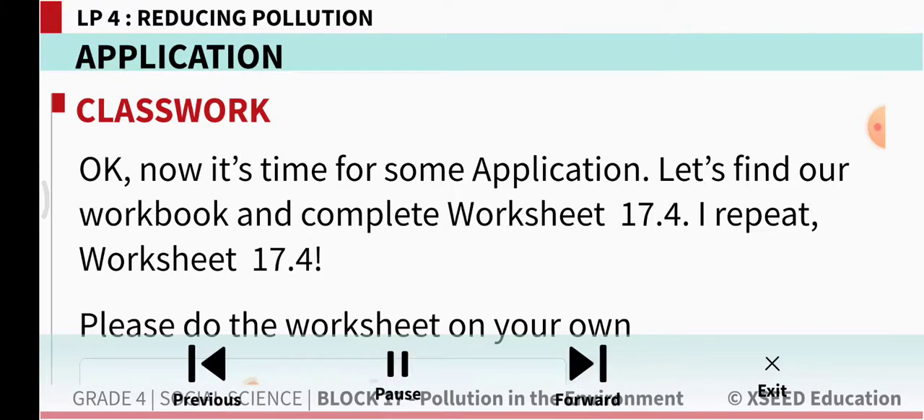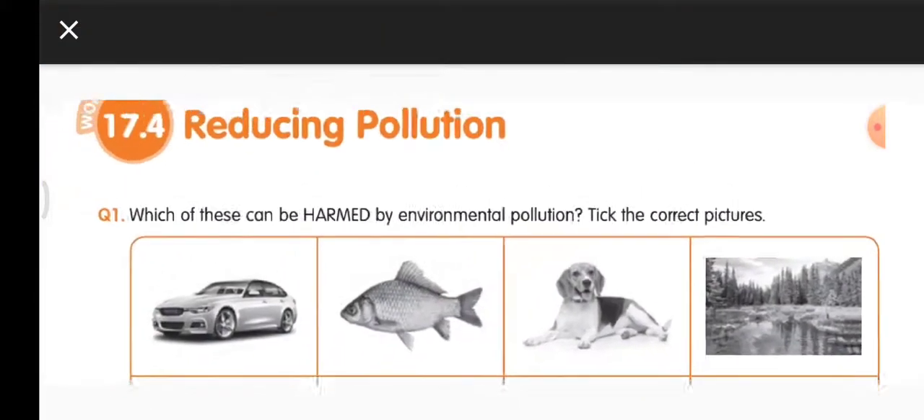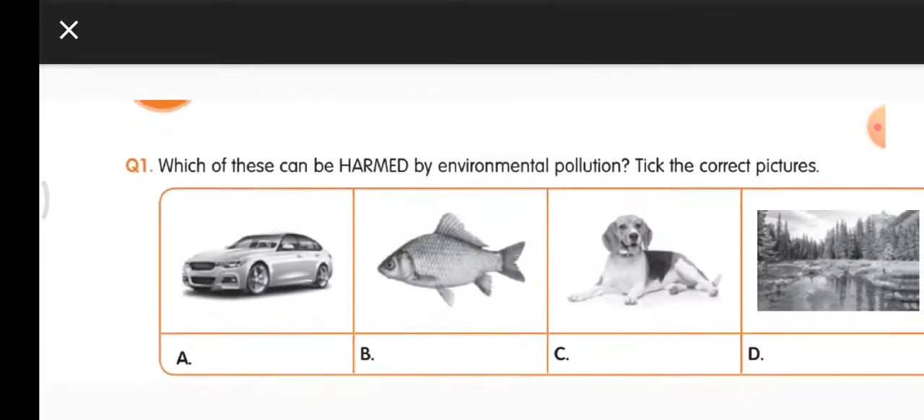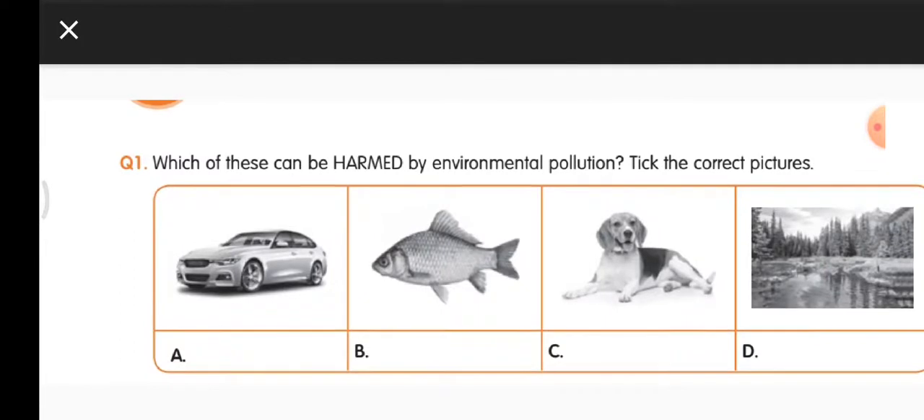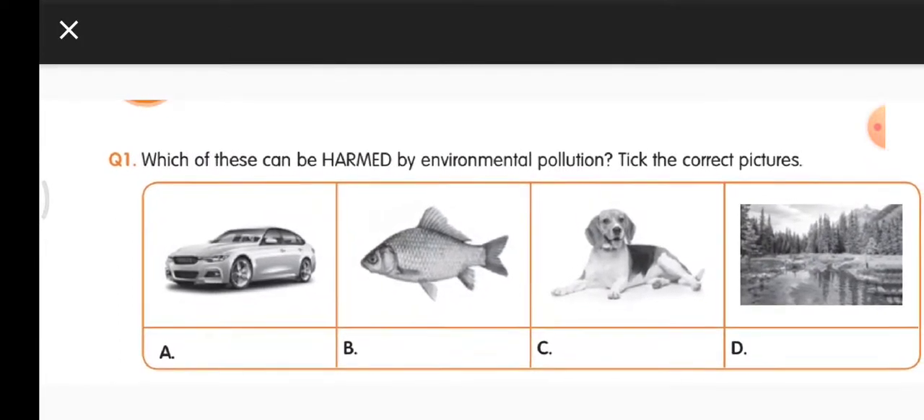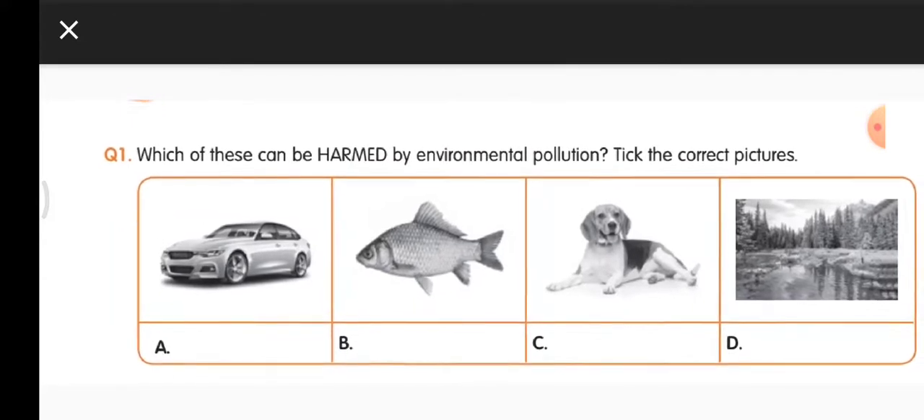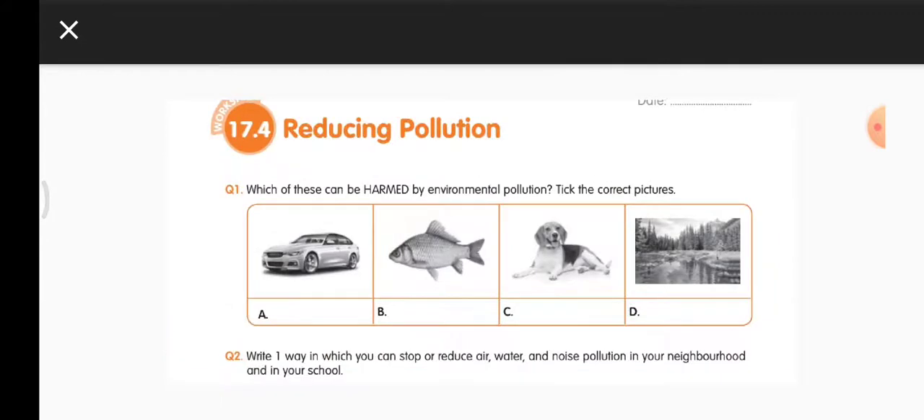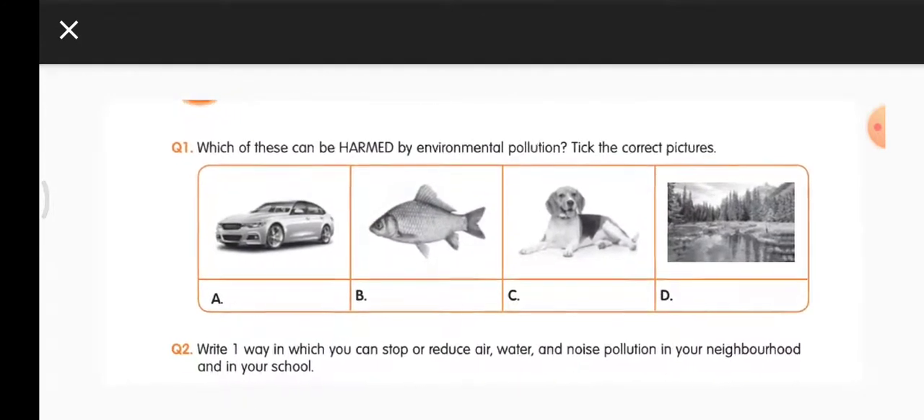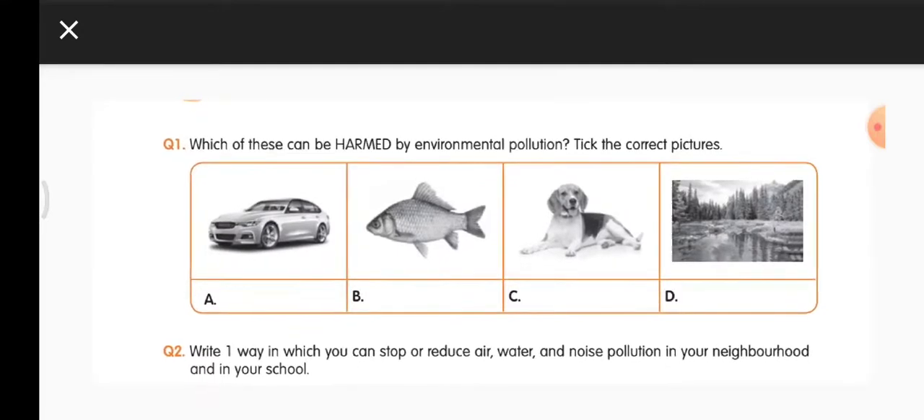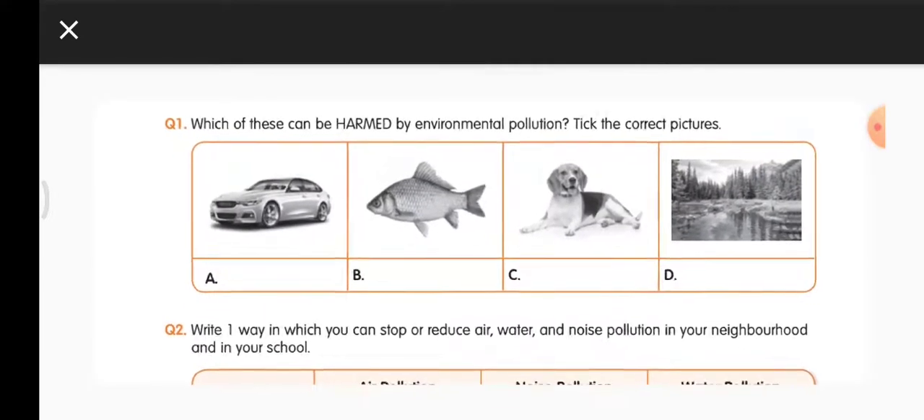Now all of you open your worksheet, put today's date. So 17.4, reducing pollution. First question, 4 pictures are given. I'll read the question first, then we'll observe the pictures. Which of these can be harmed by environmental pollution? Take the correct pictures. Among the 4 pictures, which things get harmed by the pollution? Which things are affected by the pollution? Car?